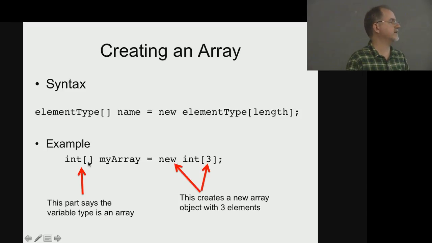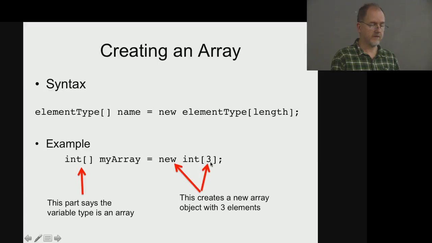It's not just a plain int, it's an int array. Give it the variable name, my array, and again, that's my choice of what I can call it: values, items, integers, whatever I want to call it, my array. And that is enough to declare the variable. And then I'm assigning it a new array of size 3.